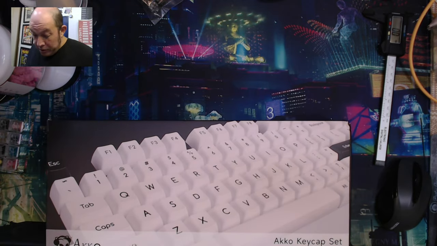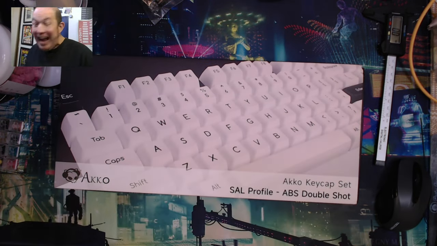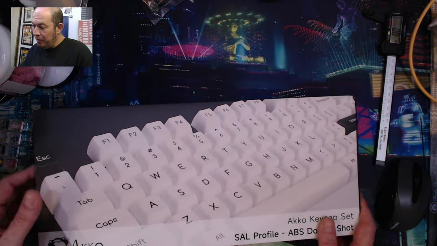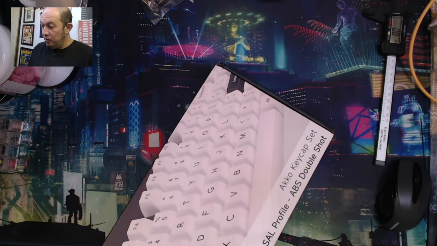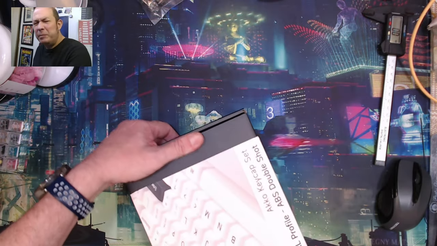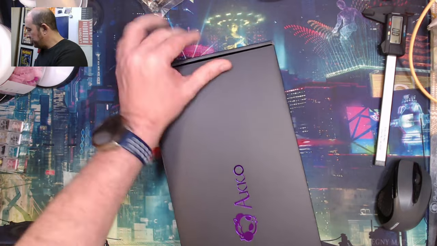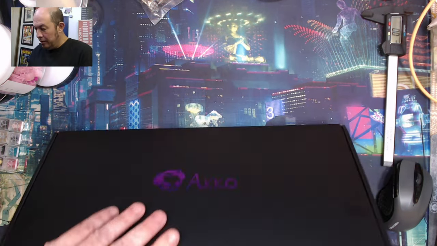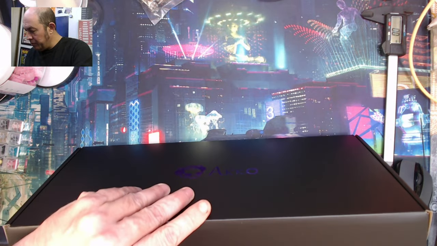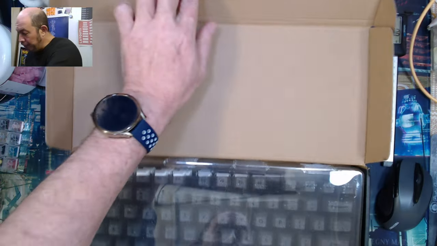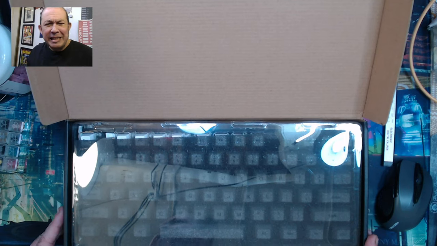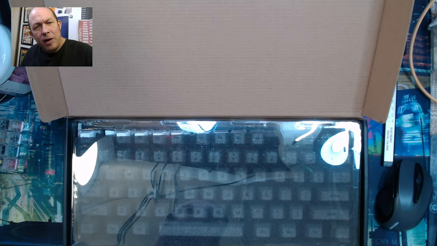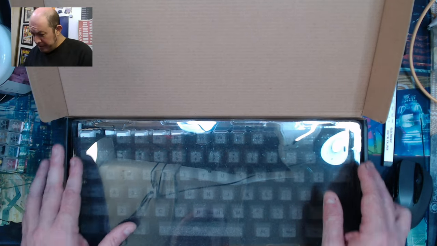So anyway, today we're taking a look at the SAL profile. So this is a new profile that Akko came up with. Now, the first thing I noticed when I received this was the fact that I was waiting for it to be a little heavier, because I was expecting there to be a metal case inside of here, but I was sorely mistaken. So right off the bat, I'm kind of like, why are you downgrading, Akko? Are you guys trying to save money?